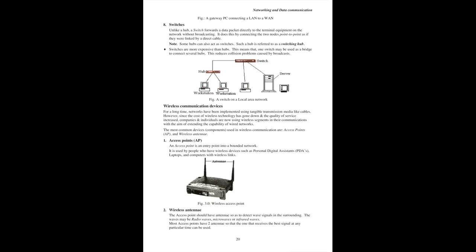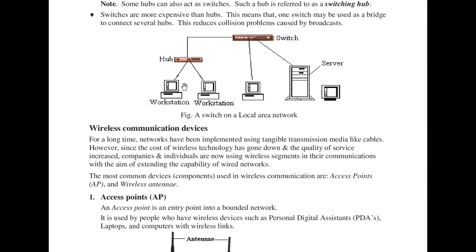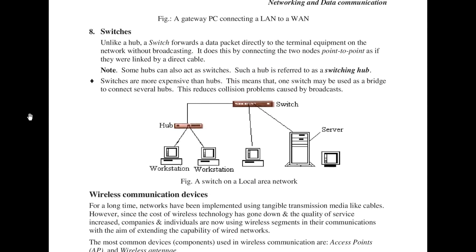Then we have switches. What is the difference between a switch and a hub? Let's see. Unlike a hub, a switch forwards data packets directly to the terminal equipment on the network without broadcasting. The hub broadcasts. When you send data to the hub, it doesn't know where the data's destination is. So the hub just broadcasts. But a switch directs the data to the individual destination.